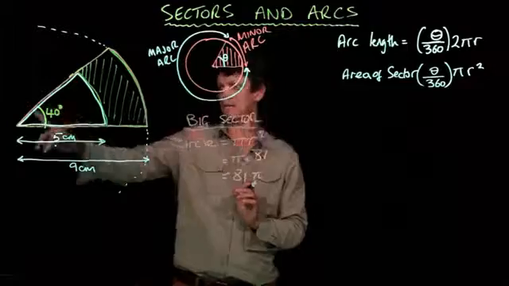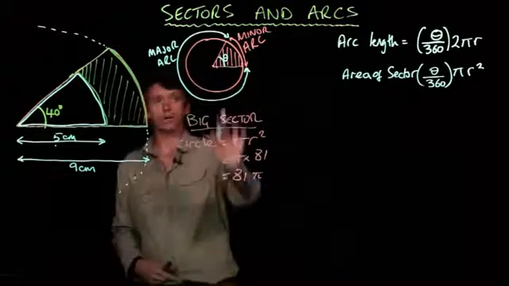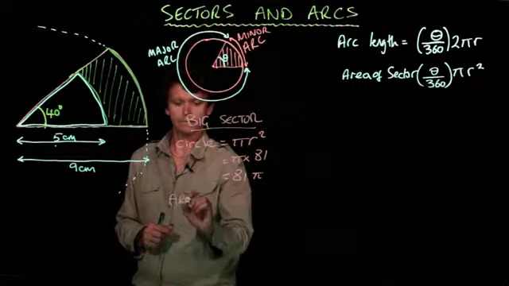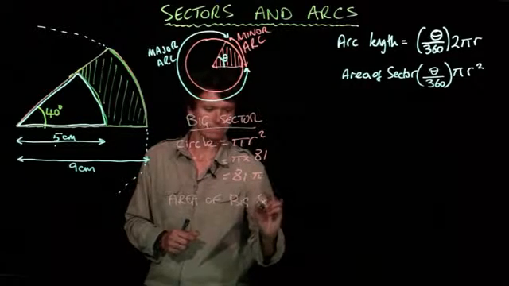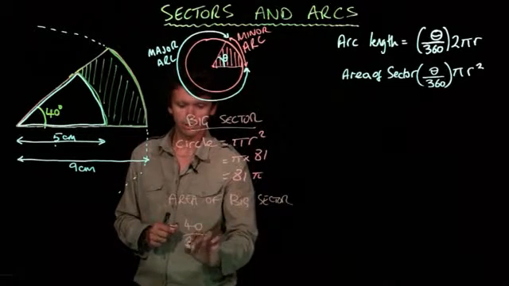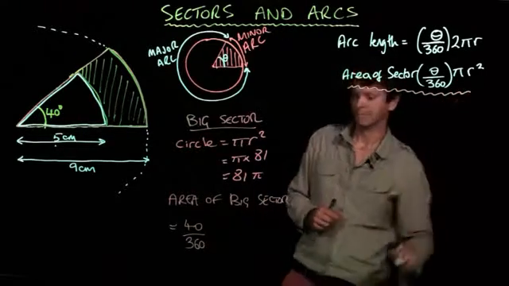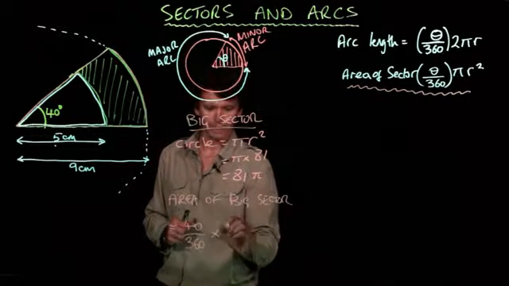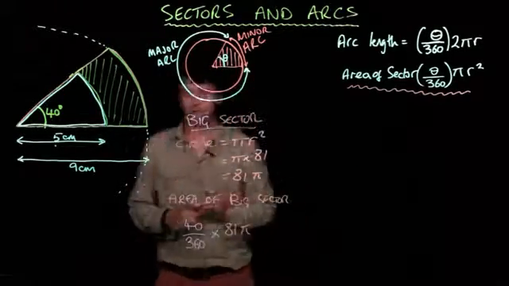But I don't want all of that. I've only got 40 degrees worth of that circle. 40 degrees out of a whole circle, which is 360 degrees. So the area of our big sector equals 40 over 360. This is the one I'm using. Times by the area of the circle, which was 81 pi. And now you've just got a calculator job there. You had to put all that in.